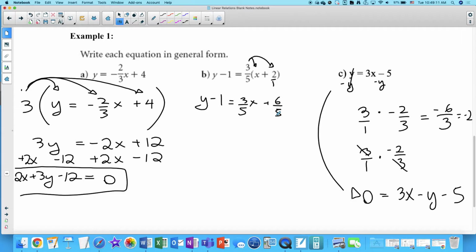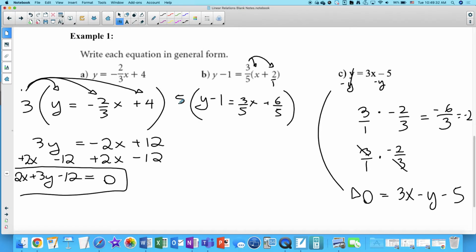Okay, and then what would you do? Yeah, we could deal with the fraction at this point, right? So to deal with this fraction, denominator's 5. We're dividing by 5. What's the opposite of that? Multiplying by 5. So I'm going to multiply the entire thing by 5 and distribute that multiplication in.